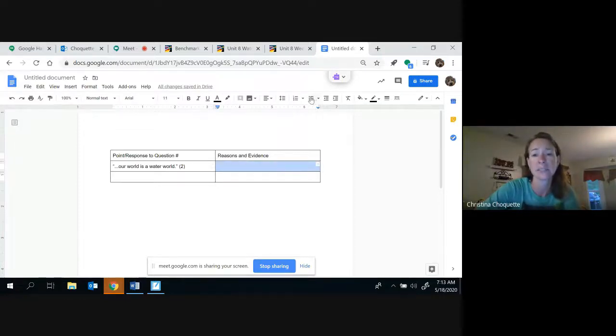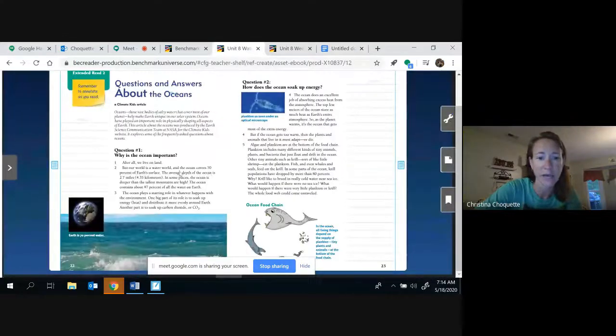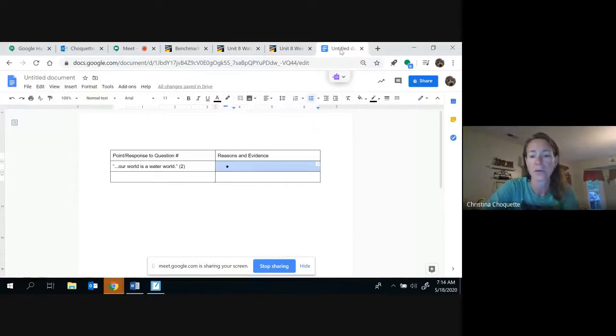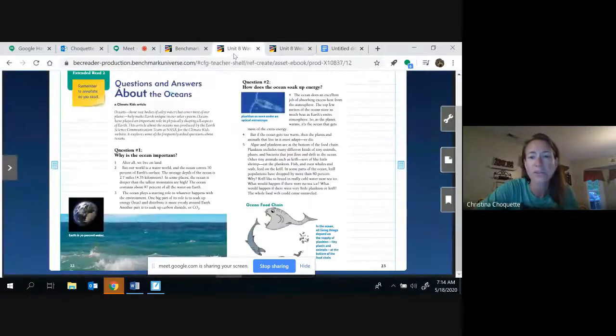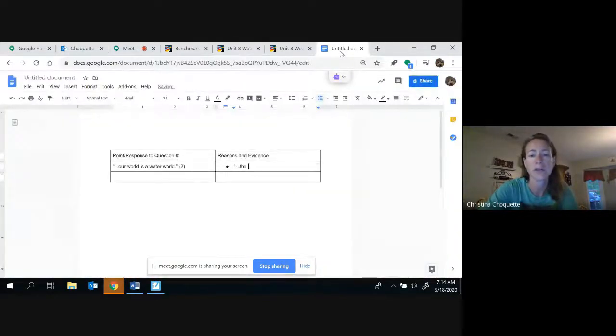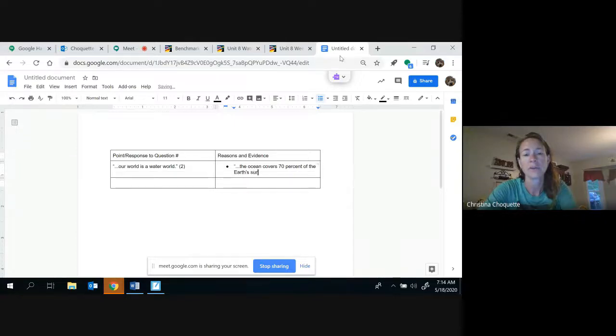Now, she gives lots of reasons, so I can bullet this entire section of the column, because she does give lots of reasons, evidence. She says the ocean covers 70% of the Earth's surface. So the ocean covers 70% of the Earth's surface, period. And that's also in paragraph 2.